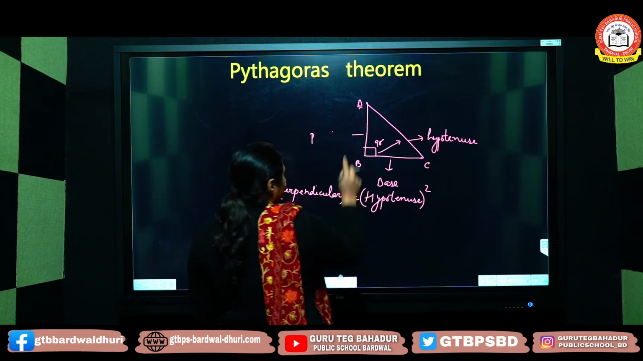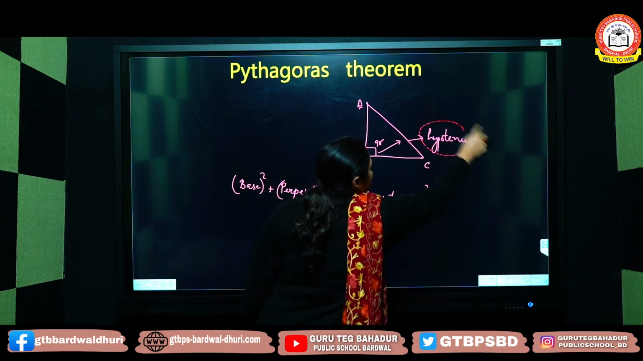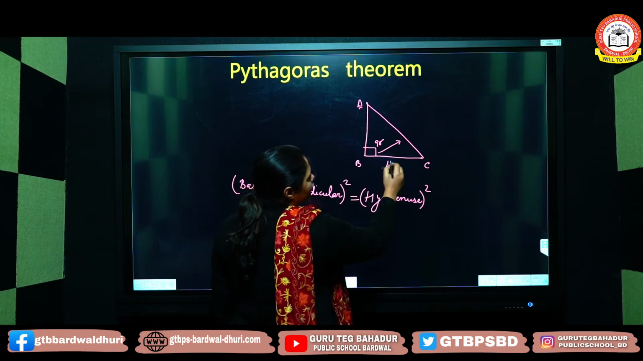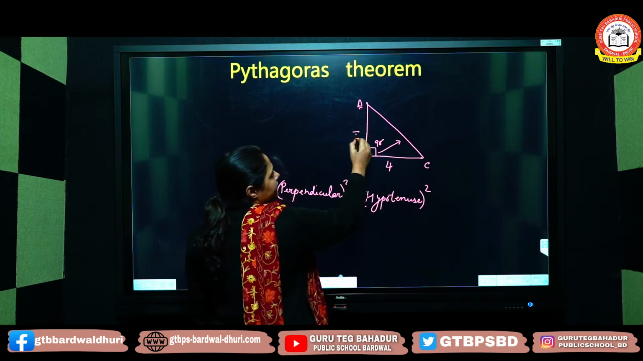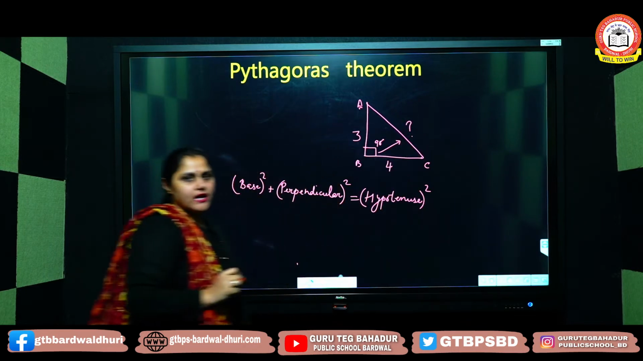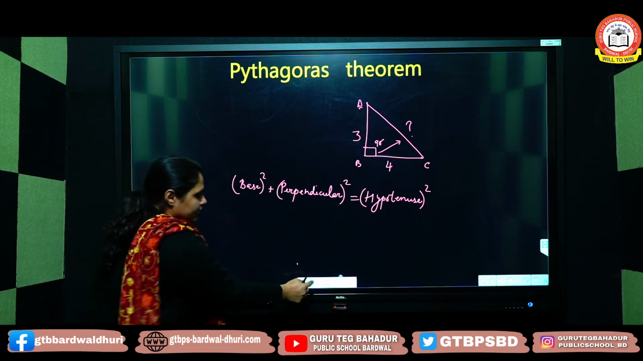Like in any right triangle, suppose two sides are given to us. Its measure is given here. This is given 4 centimeter, this is given 3 centimeter, and we have to find out this side AC. How can we find this using Pythagoras theorem? Let's start.